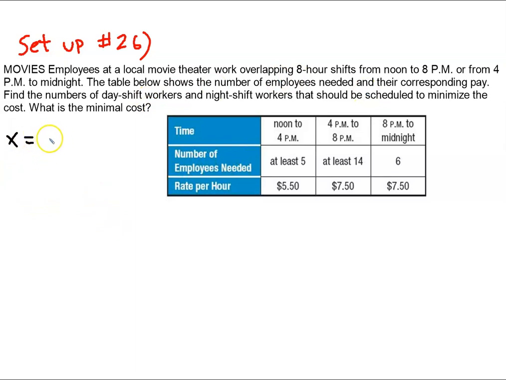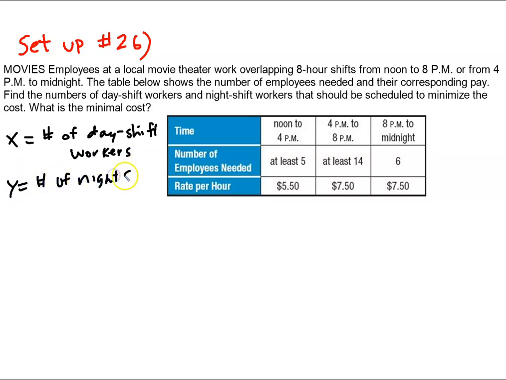So I'm going to say X is the number of day shift workers. So when you do your graph, that's how you'll label your x-axis. Y will be the number of night shift. All right, so let's see what we got here.